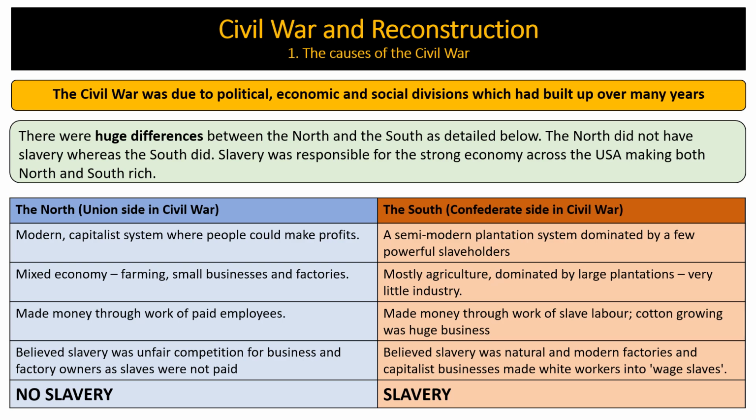Now the South, the Confederate side in the Civil War, had a semi-modern plantation system dominated by a few powerful slaveholders. It was mostly agriculture, dominated by large plantations, with very little industry. They made money through the work of slave labour, cotton growing was a huge business, and they believed that slavery was natural, and that modern factories and capitalist businesses made white workers into wage slaves. So the North does not have slavery, but the South does have slavery.